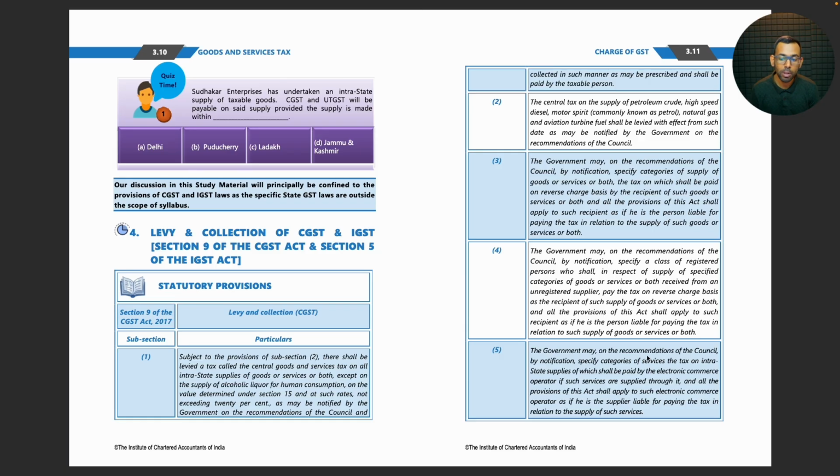The government may, on the recommendations of the council, by notification, specify categories of services, the tax on intrastate supplies of which shall be paid by the electronic commerce operator if such services are supplied through it. And all the provisions of this act shall apply to such e-commerce operator as if he is the supplier liable to pay the tax in relation to supply of such services. So this particular clause talks only about the services. It is not talking about supply of goods.